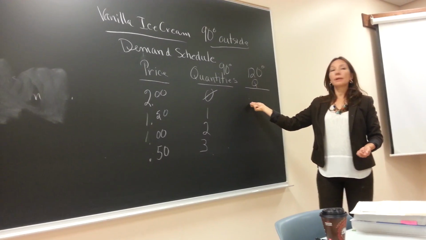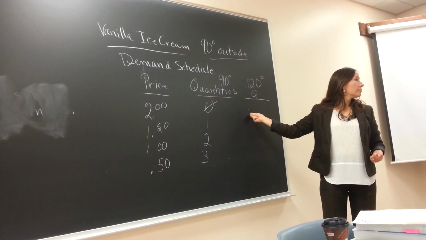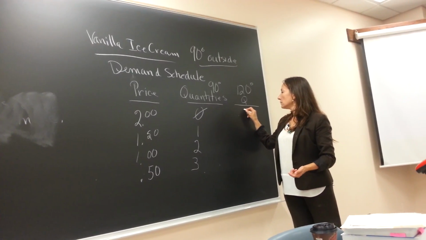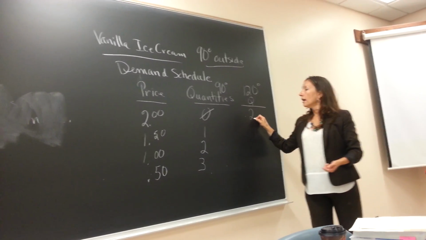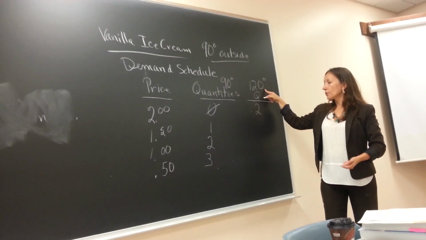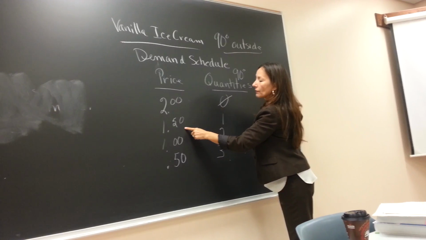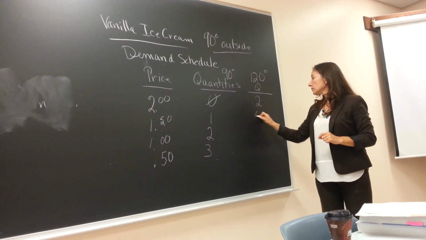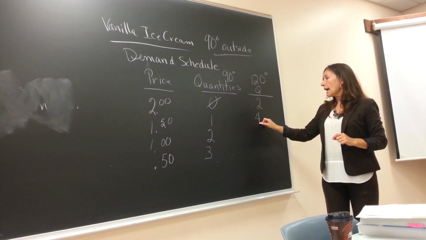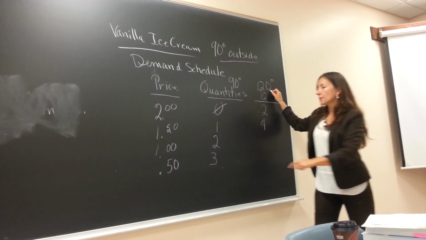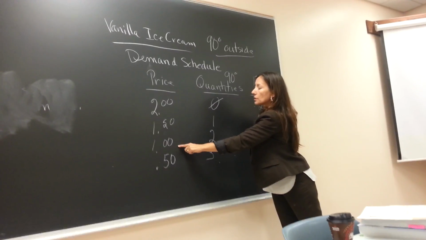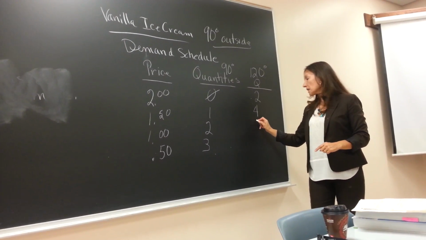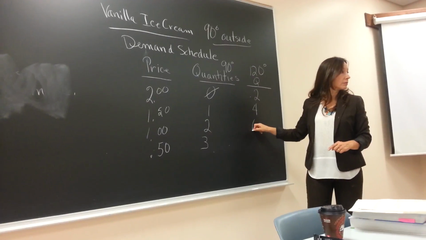Mm-hmm. So how many ice creams would they buy? More like 5 more? Like 2? Like 2 more, okay. It's 120 degrees and the price drops from $2 to $1.50. How many ice creams are they going to want? 4. At 120 degrees and the price goes from $1.50 to $1, they're probably going to want more. Maybe 6. Maybe they buy some for their kids, you know.